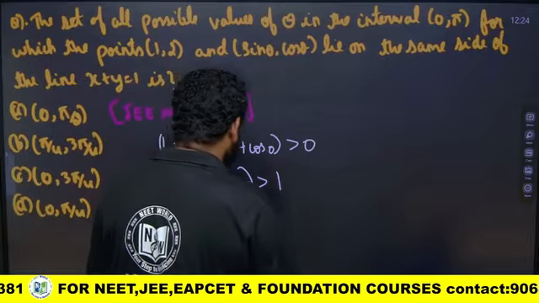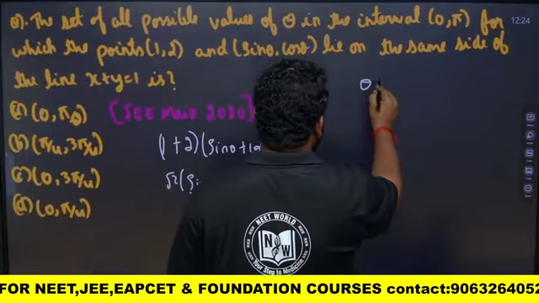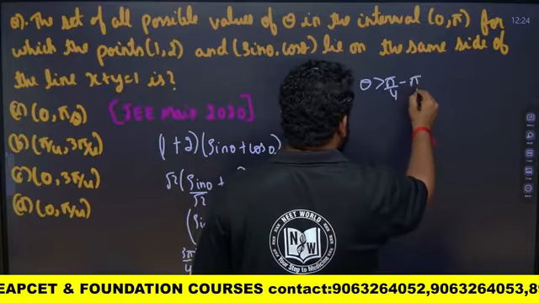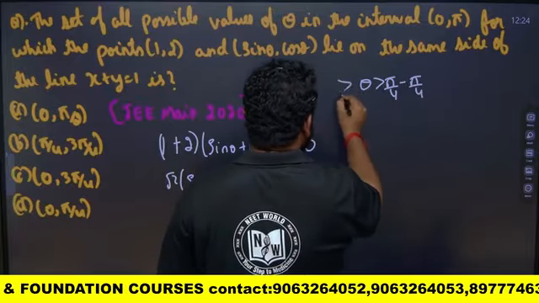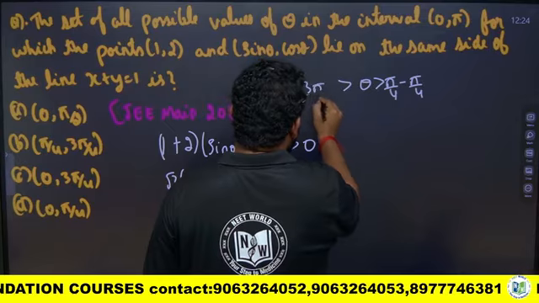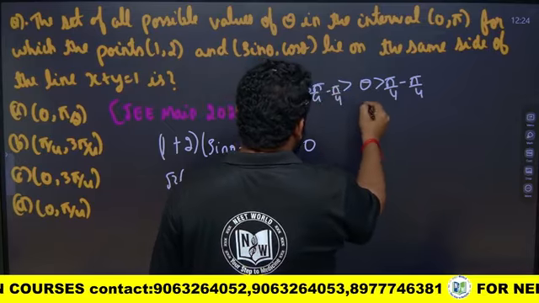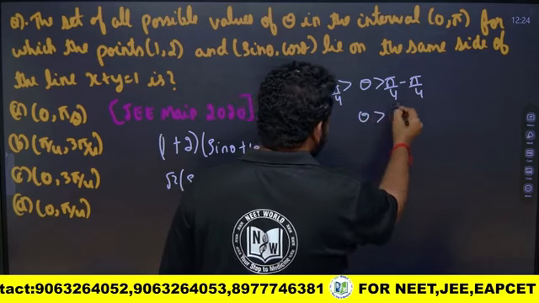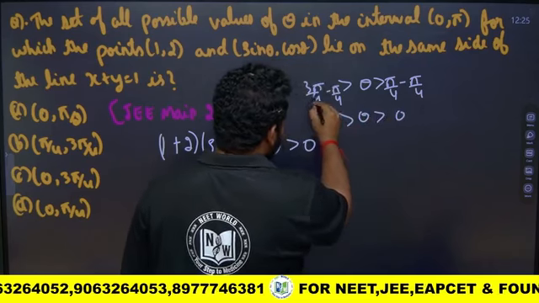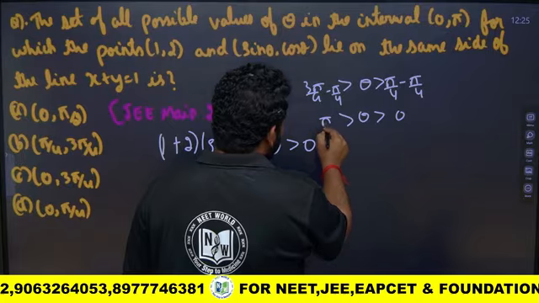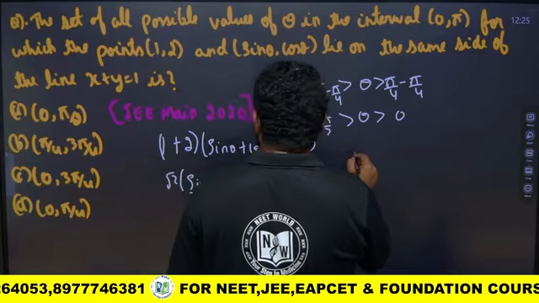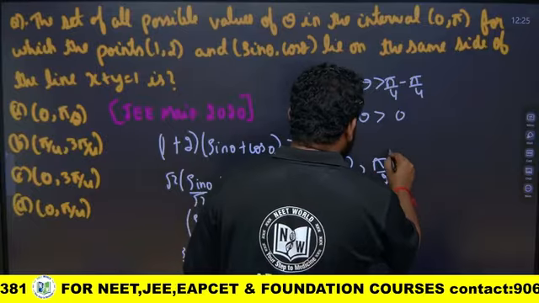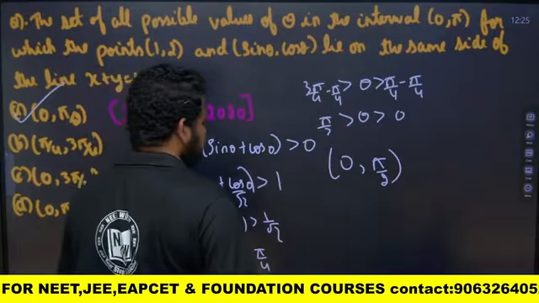So we have theta greater than pi by 4 minus pi by 4, and if I send it here, theta less than 3 pi by 4 minus pi by 4. This will be theta greater than pi by 4 minus pi by 4, which is 0, and 3 pi by 4 minus pi by 4 is 2 pi by 4, that is pi by 2. So I will get the range 0 comma pi by 2, that is option 1.